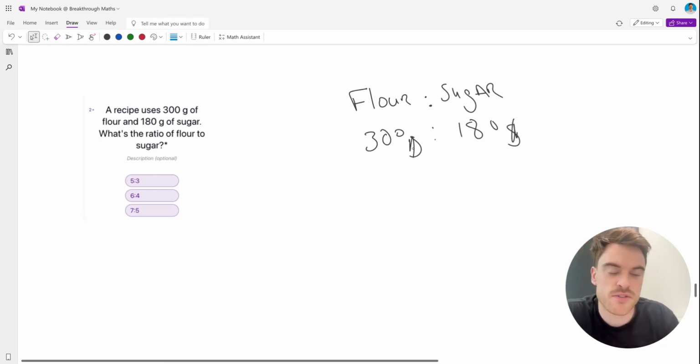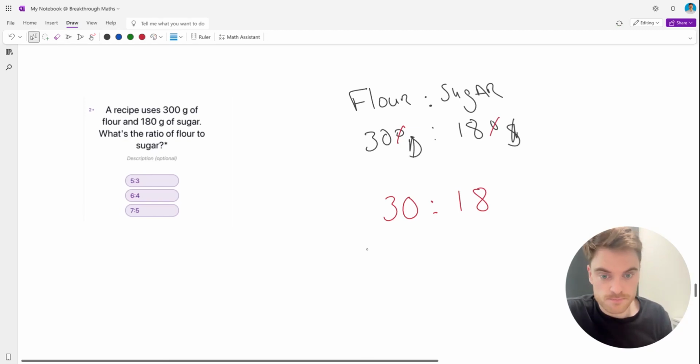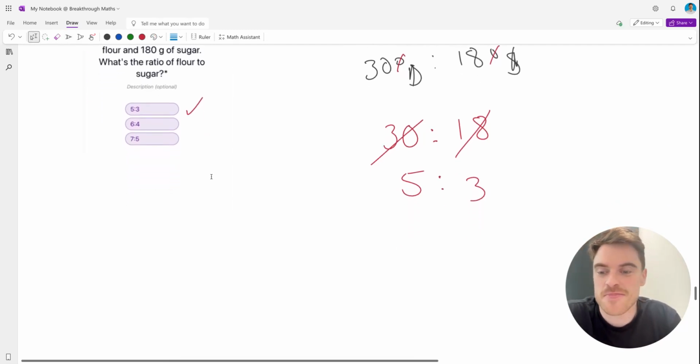Do the same thing. Simplify. What goes into both of them? Anybody? If you're thinking, you could straight away knock off the 0 if you wanted to. So now you have 30 and 18. What goes into both of them? I'd say 6, guys. 6 into 30 gives me 5. 6 into 18 gives me 3. There you go. That's the answer.